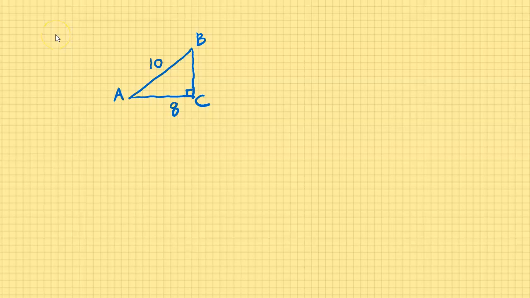Hello. So we have this right triangle right here, and the hypotenuse is 10, and the side on the bottom, side AC, is 8. And let's say you want to find the cosine of angle B. What does that equal? Well, remember that cosine is defined to be the adjacent side divided by the hypotenuse.